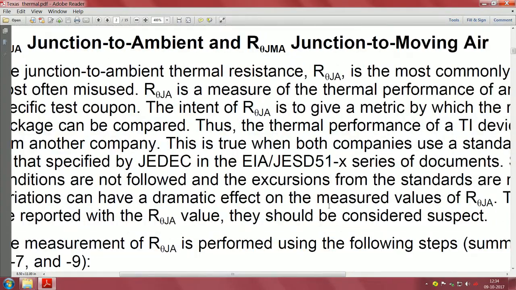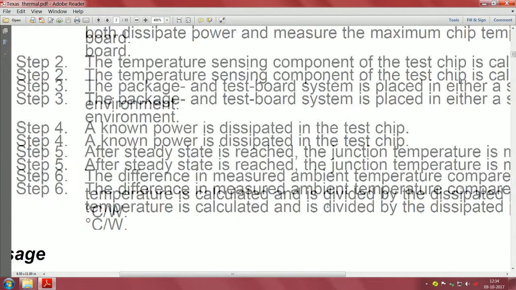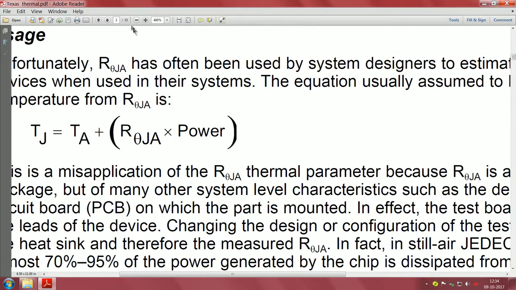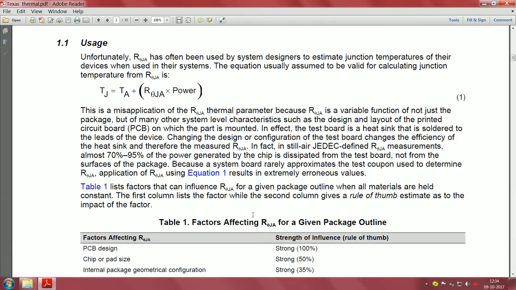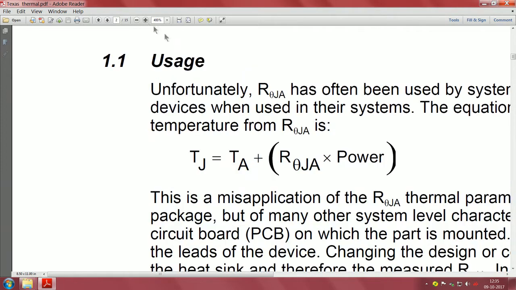If you cannot get this thing at all, the equation usually assumed to be valid for calculating junction temperature, theta junction to ambient, is a misapplication, because it is a variable function of not just the package but many other system level characteristics. You have seen here, no? I think it is reasonable.